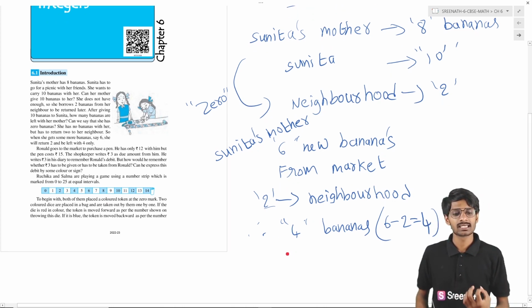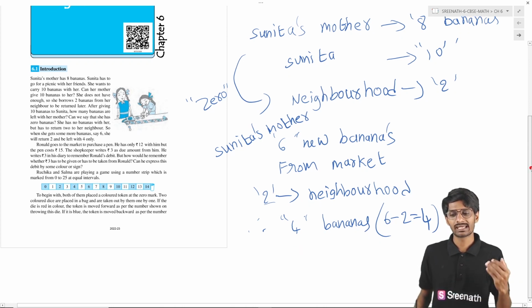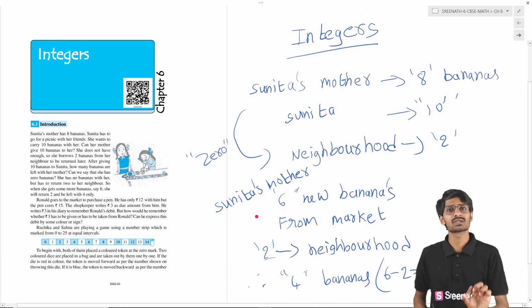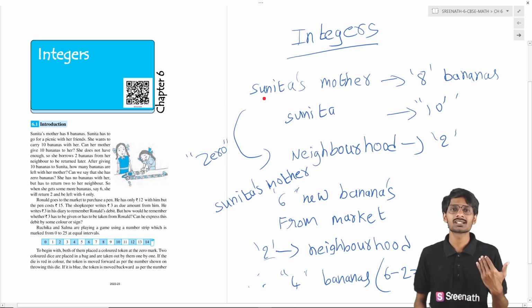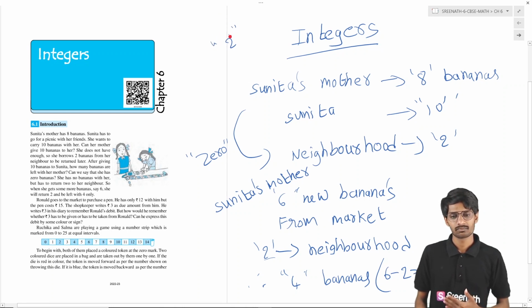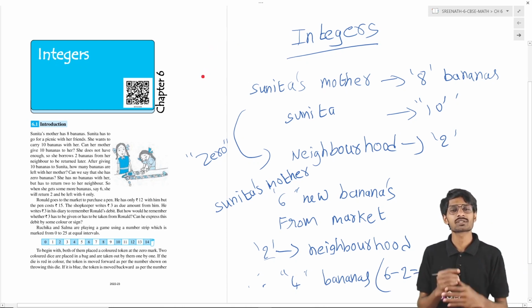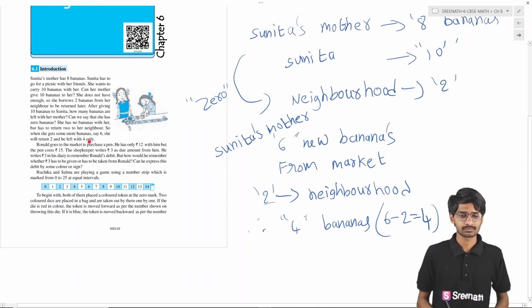So in this type of situation, we require to represent. How will you represent the 2 bananas which Sunita's mother has to give to the neighbor? If you represent that Sunita's mother has 2 bananas, it's not the correct answer. But Sunita's mother has to give 2 bananas. So how will you represent this situation? So I will give another situation also.